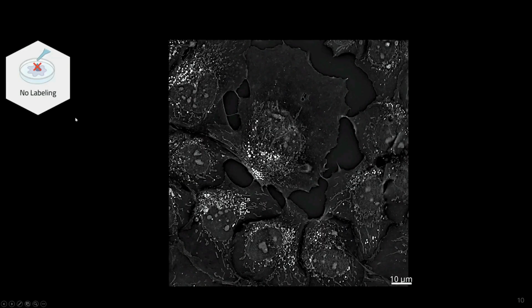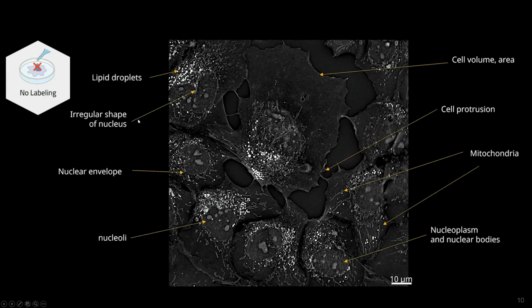Without introducing any labeling agent, we can provide very high contrast imaging of live cells using light. You can see the cell membrane and membrane protrusions, and those are mitochondria, nuclear membrane, and nucleoli, and lipid droplets are easily measured. You can even see the heterogeneity in the nucleoplasm as well. Those structures can be easily observed without any complicated and time-consuming sample preparation step.